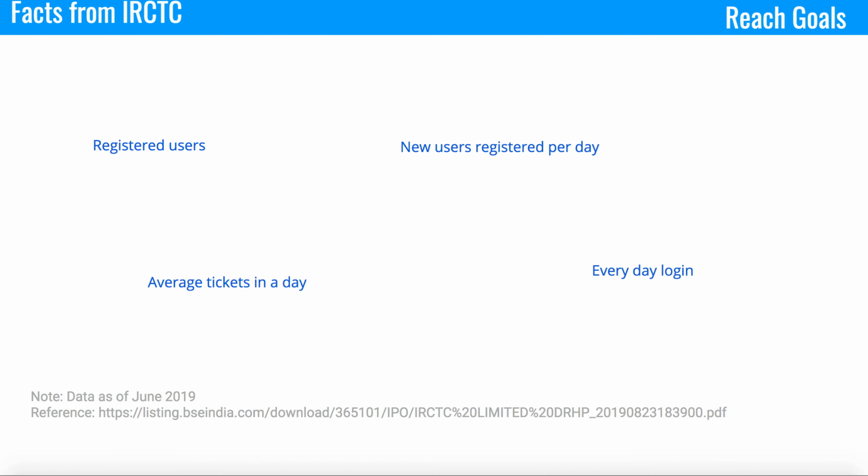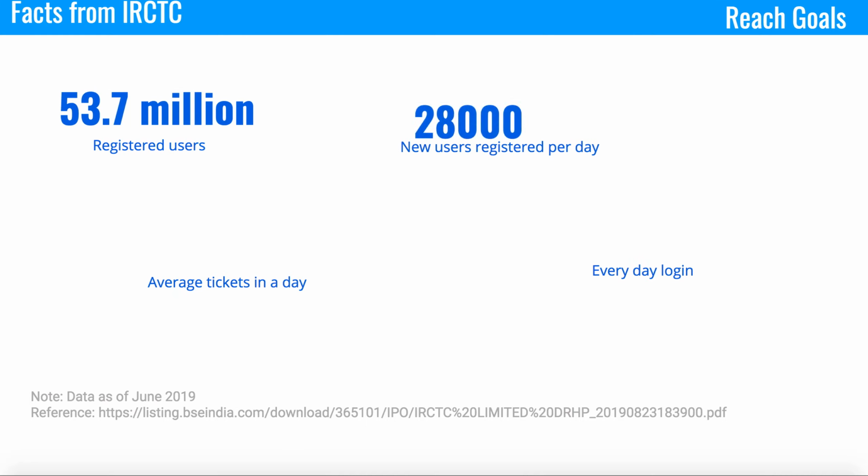Let's also understand some of the key data from the IRCTC website. Do you know how many registered users are in the system? It's around 53.7 million registered users, and also 28,000 new users are getting registered every day. Do you know how many average tickets are booked in a day? It's around 675,000 average tickets are booked in a day.